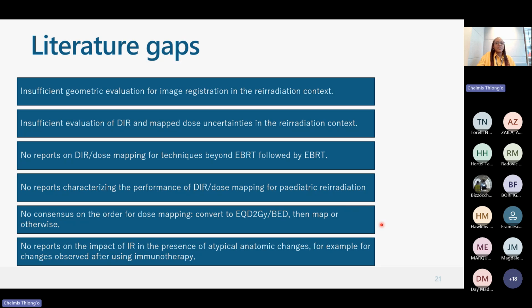And finally, the robustness of image registration in atypical anatomical situations such as post-treatment changes, post-immunotherapy changes, remains unexplored. Addressing these gaps is essential to enable reproducibility of studies and improved clinical reliability of the use of image registration in dose mapping in the irradiation setting.